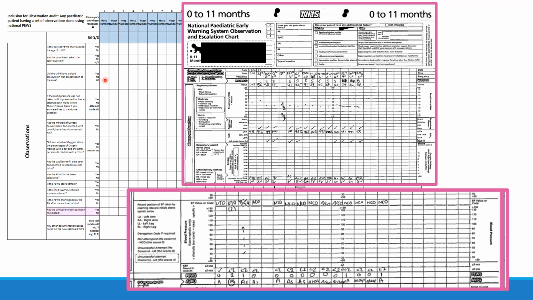What I would then expect to see, because they weren't able to get a blood pressure on first presentation, I would then expect them to return to the child and try again later, which they have done. So I'm really pleased to see that. They've gone back to the child and attempted again. Unfortunately, they haven't been able to get a blood pressure, but that's okay. They've tried. So that's a compliant audit.